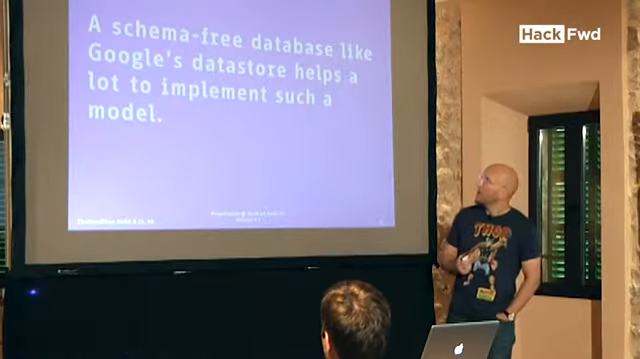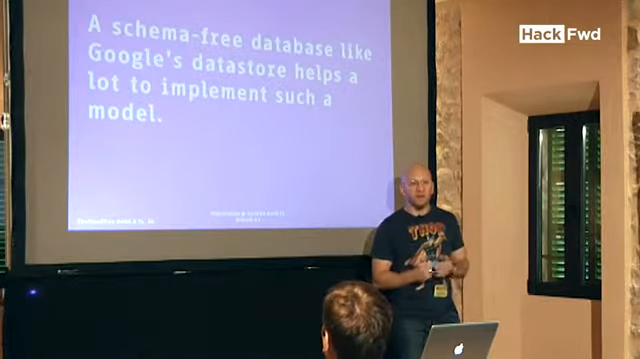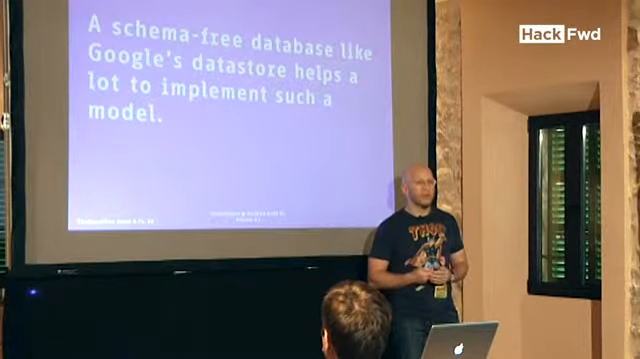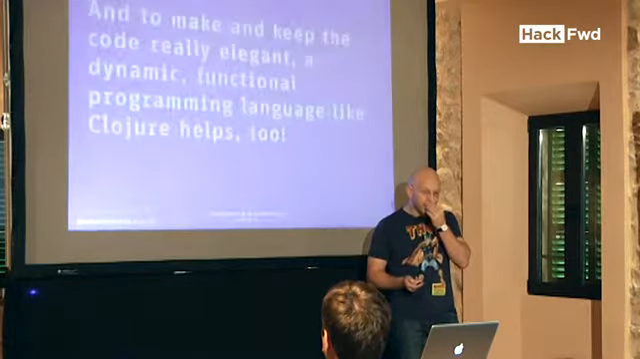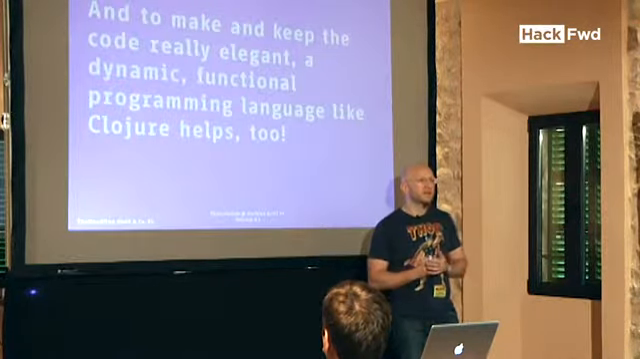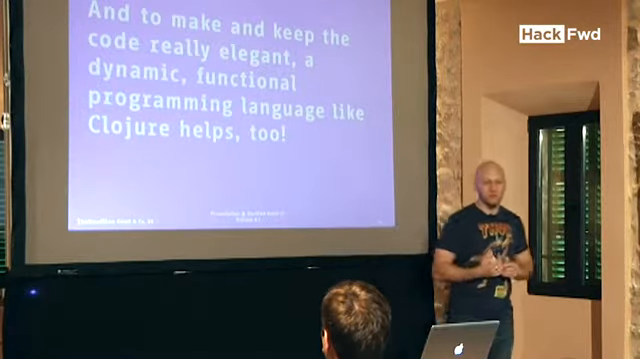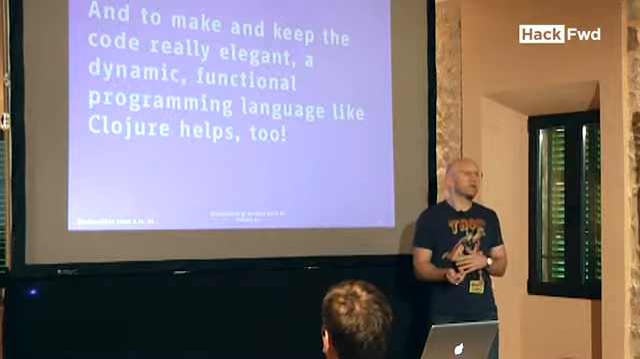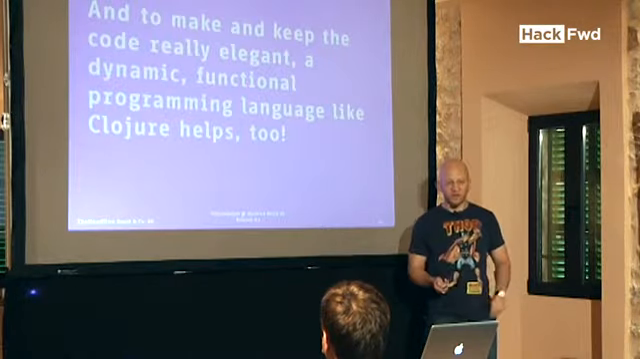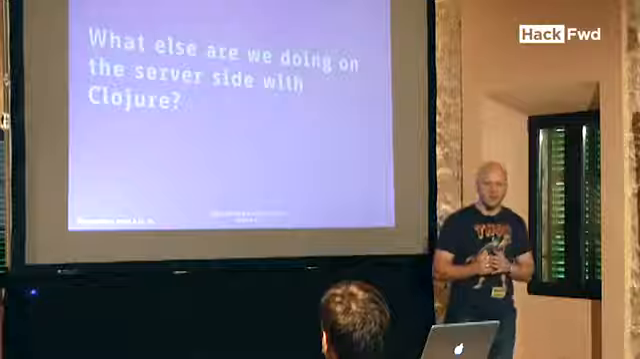We could also, of course, add undo operations, which we maybe also provide someday. But we have the structure to really do this from the beginning. The first version of the deadline already had a data structure like this. Schema-free databases like Google Data Store really help you a lot to implement a model like this and to keep the code really elegant. A dynamic functional programming language like Clojure really helps here too, so we don't have to generate complex object graphs and all this. We really pass around simple data structures.